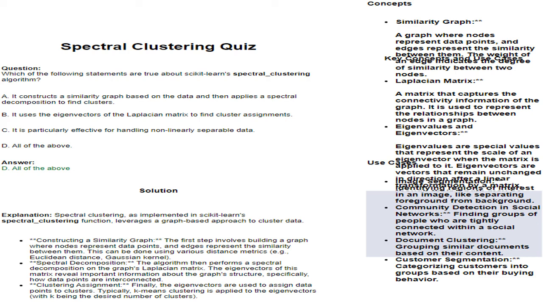Identifying regions of interest in an image, like separating foreground from background. Finding groups of people who are tightly connected within a social network. Grouping similar documents based on their content. Categorizing customers into groups based on their buying behavior.